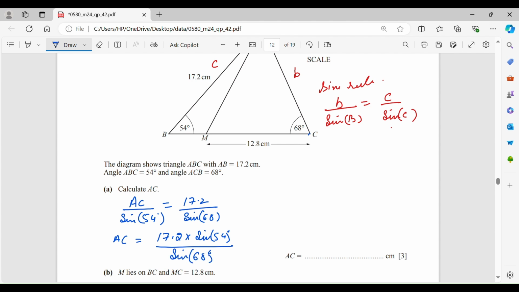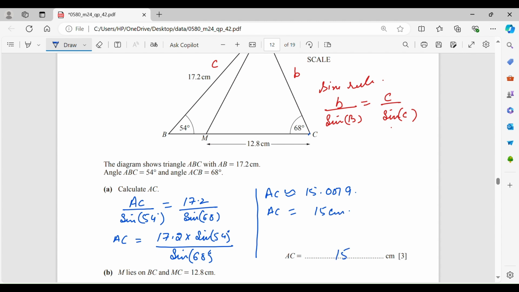Now we will use a calculator for this. So after calculating, AC is approximately equal to 15.0079. So AC we will take as 15 centimeters, right? So our answer AC is 15.